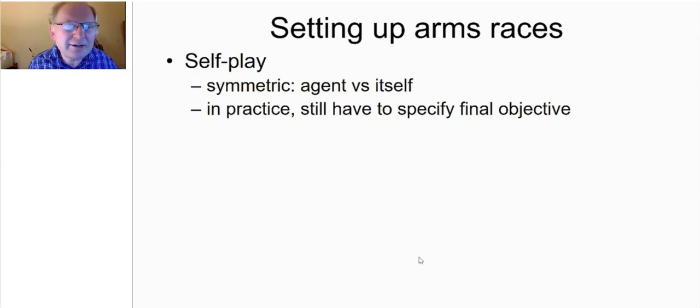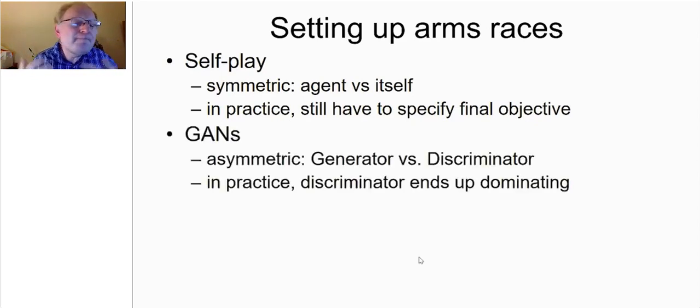So, for example, self-play, right? It's kind of a symmetric arms race of agent versus itself. Unfortunately, in practice, you still kind of have to specify the final objective. So there's a limit to kind of how crazy it can go. It still kind of has an objective it tries to achieve.